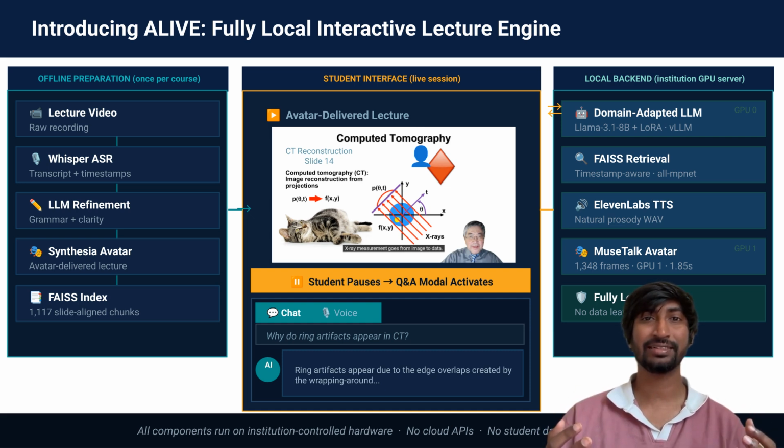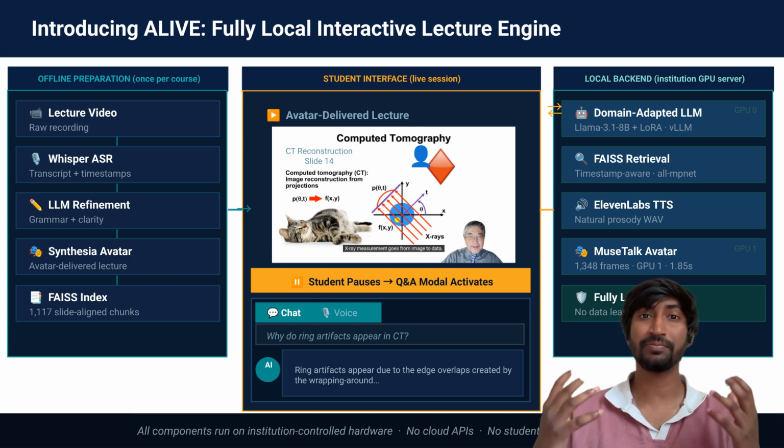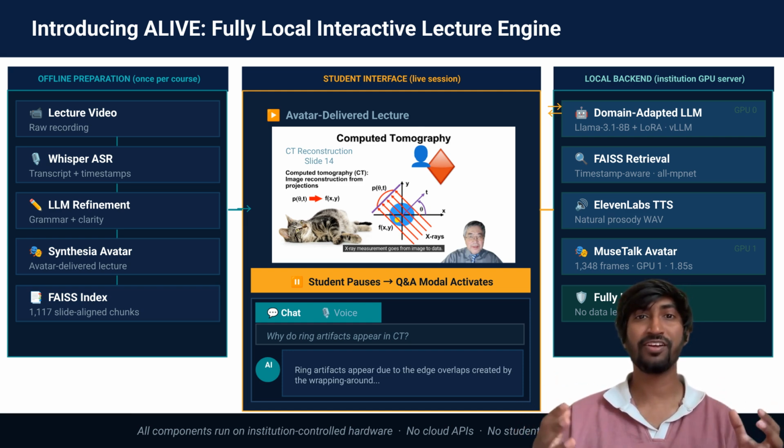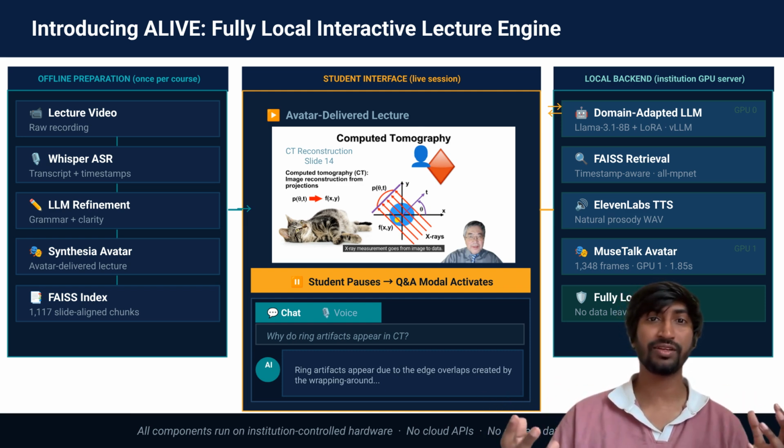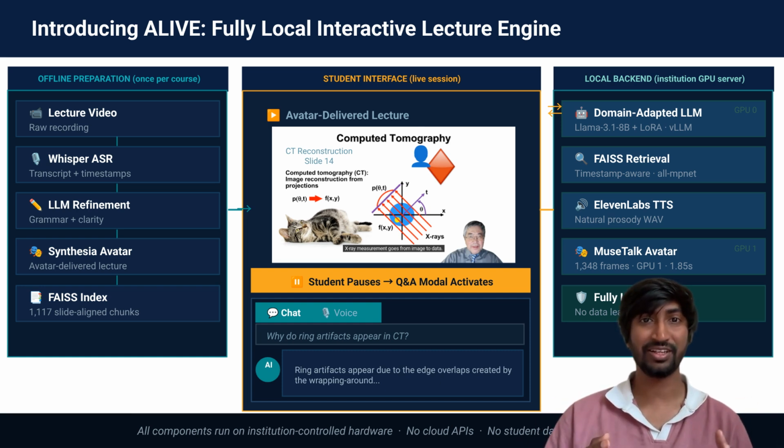The third part is the backend. The system retrieves relevant slide-aligned lecture chunks using FAISS, then sends the retrieved context to a domain-adapted Llama-3.1-8b model running with LoRA and VLM. The answer is generated on institutional GPU hardware. For avatar response generation, MuseTalk supports the real-time talking head avatar component. This is different from Synthesia, which is used for prepared avatar lecture production.